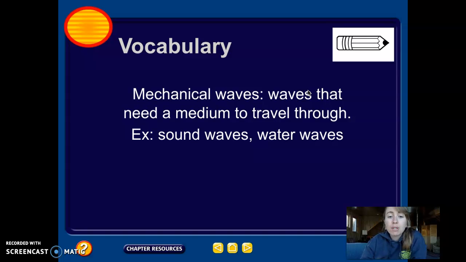Okay, so the two types of waves, we are talking about mechanical waves, which are waves that need a medium to travel through. Examples of mechanical waves are sound waves or water waves. So sound can travel through the air or through a desk or through the window, right? I just heard the wind from outside. So those are mechanical waves. All sound waves are mechanical waves, which means that they need a medium to travel through. They wouldn't be able to travel, for example, in outer space because that's not a medium.